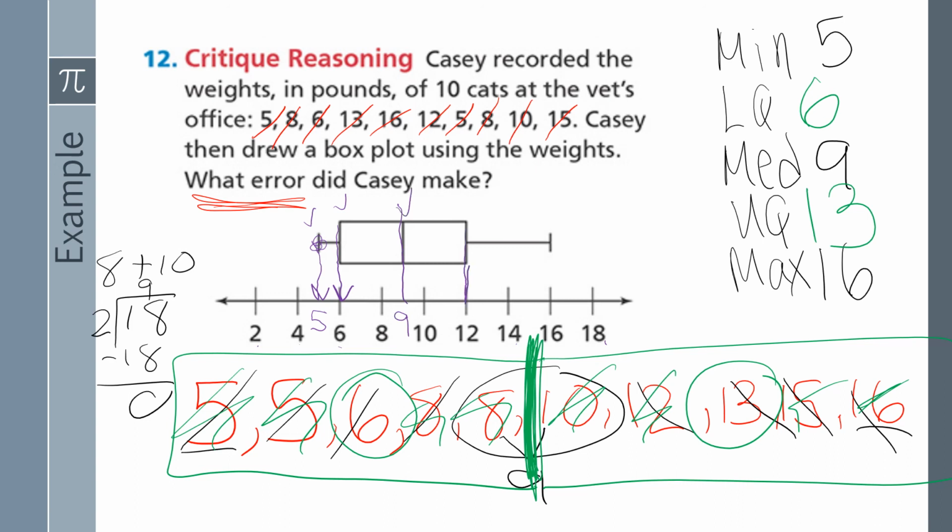My upper quartile is 13. Is this 13? No. So this actually should be here instead. And then let's make sure the maximum is correct. The max is good. So what error did Casey make? Casey's upper quartile was wrong. He put 12 and it should have been 13.